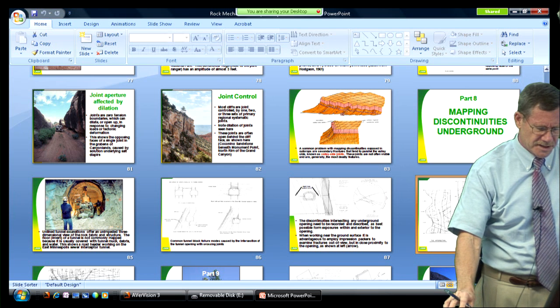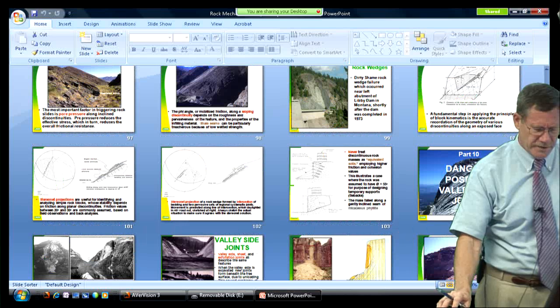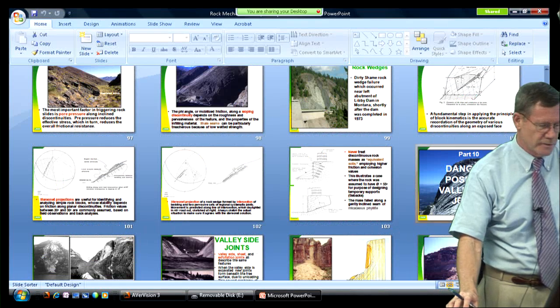That's where I'm going to stop with rock mechanics today. Do I have any other questions that we can field before we talk about our next writing assignment?